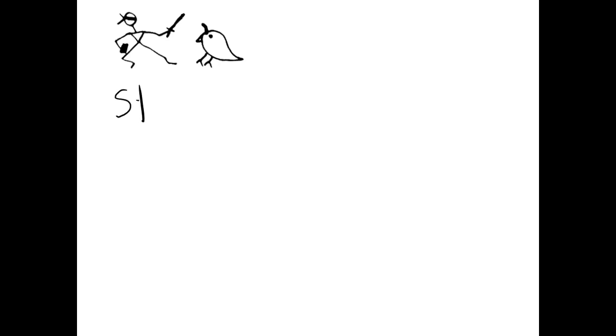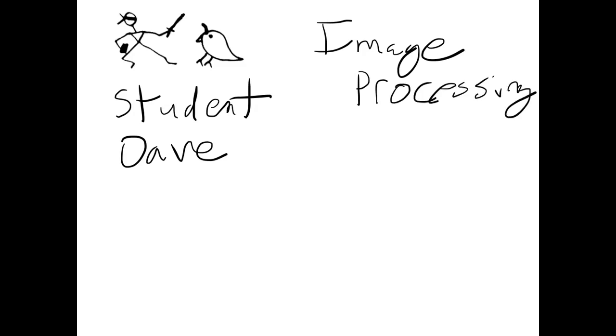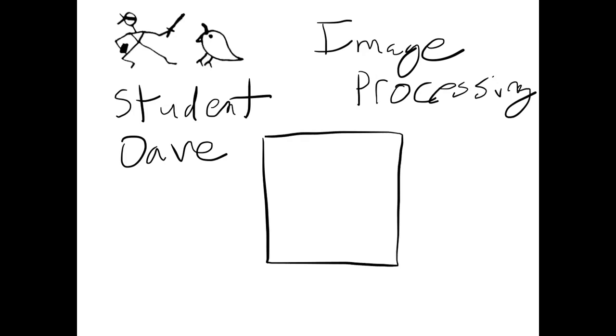Hello everyone, this is student Dave again, and here we're going to be doing a supplementary tutorial on image processing, specifically processing for tracking a little hex bug that's moving around that we're going to then apply in our tutorial on the two-dimensional Kalman filter. But specifically, in this tutorial, we're going to use basic image processing tools to track the hex bug.